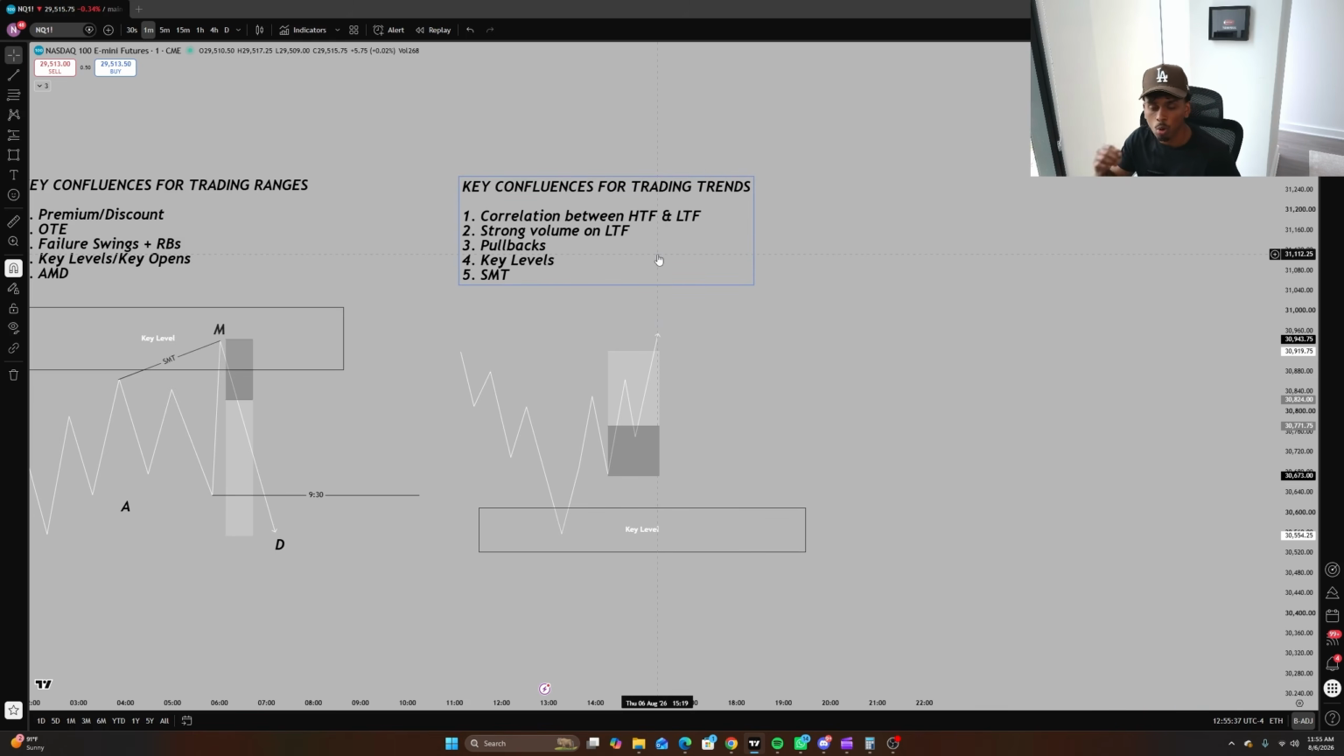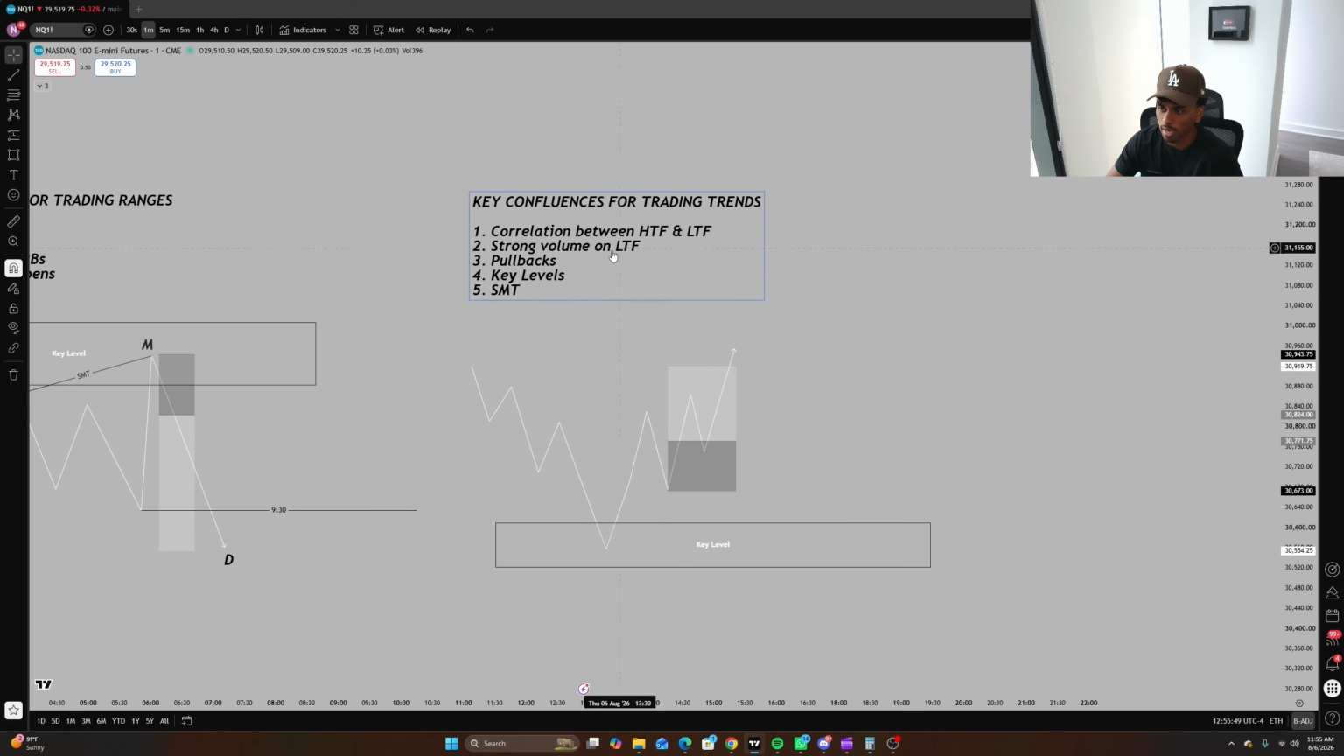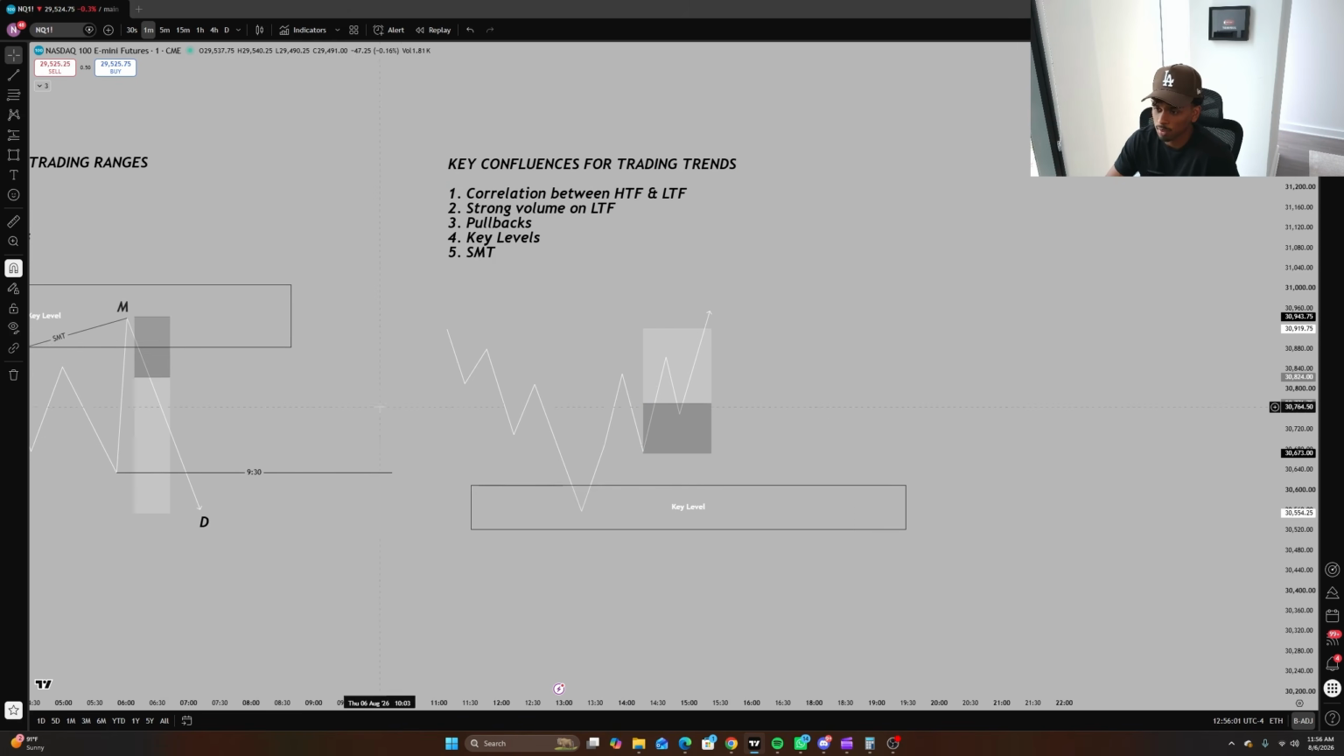But you don't need to always look for retracements into premium or discount levels as long as there's, number one, a very strong correlation between the higher time frame and the lower time frame. So what does that look like, right? You want to be trading within the trend. So if you have higher time frame structure that is showing very bullish price action, right? You have something like this over here.